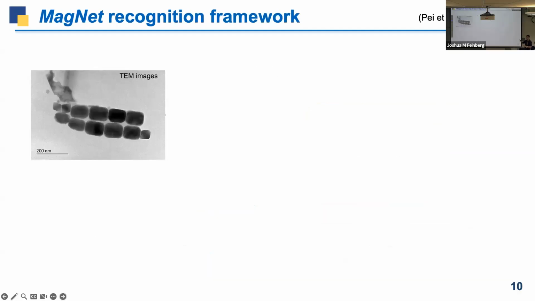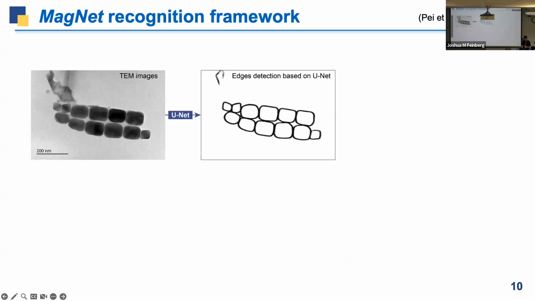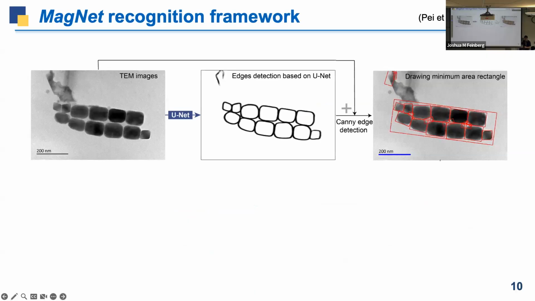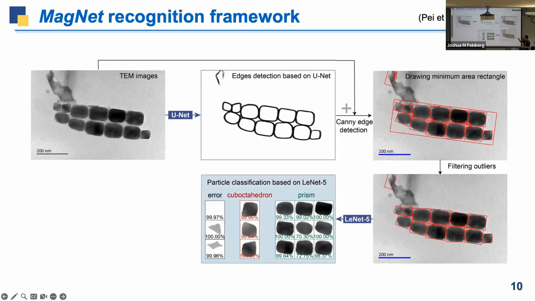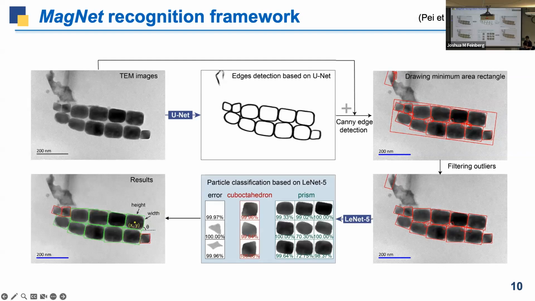Based on the pre-trained models, we proposed a recognition framework. We call it MagNet. First we have TEM images, and then we use U-Net to detect the particle edges. Then we use some edge detection algorithms to draw the minimum area rectangle of each contour, and we can filter out the outliers. Then we extract all the minimum area rectangles and use the classification model to predict the shape, or whether it's a rare particle. And then we can report this picture.